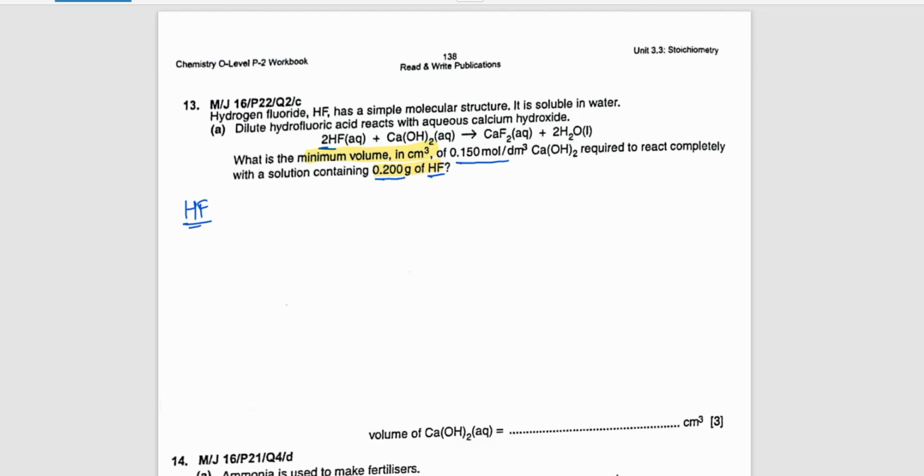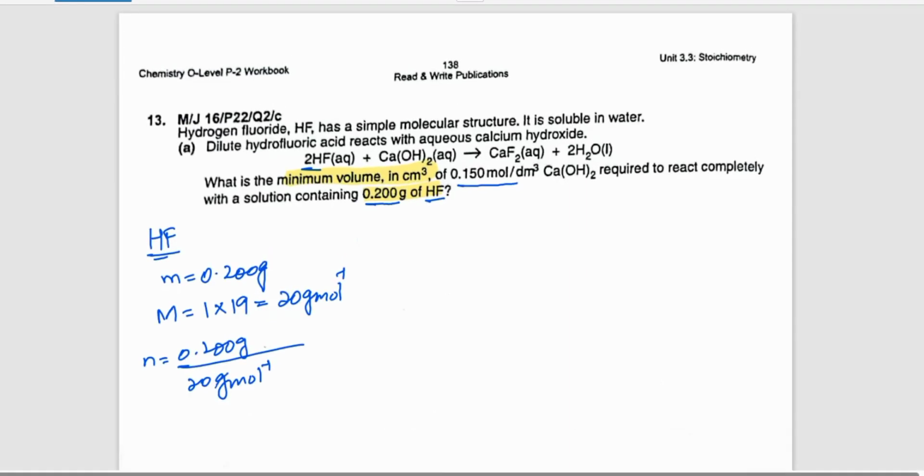Okay, so the given mass is equal to 0.200 gram. Its molar mass is equal to 1 for hydrogen and 19 for fluorine. It becomes 20 gram per mole. So number of moles equals 0.200 gram divided by 20 gram per mole. The gram will be cancelled with the gram. So 0.200 divided by 20 gives 0.01 moles.